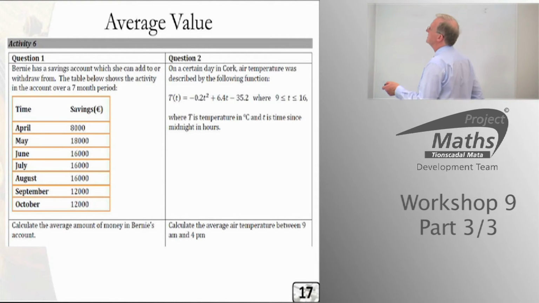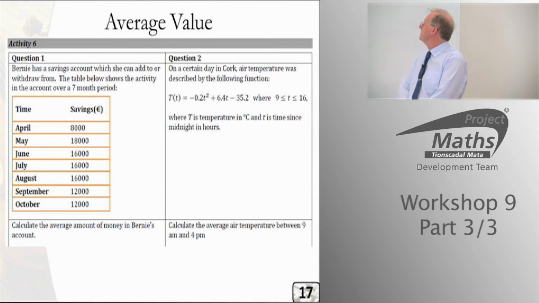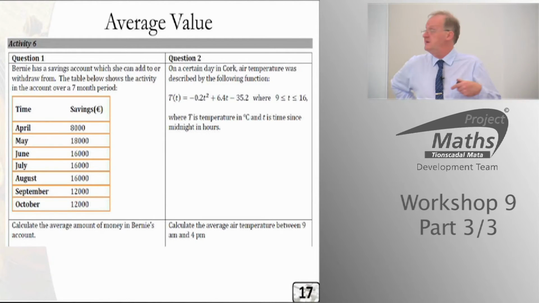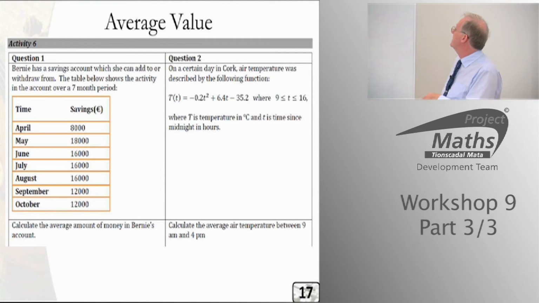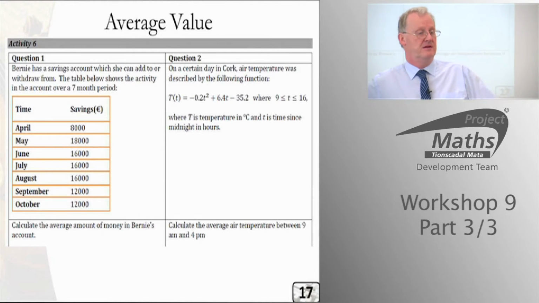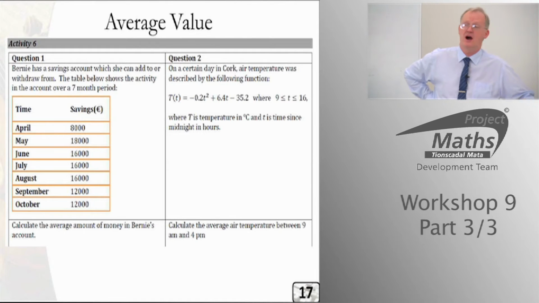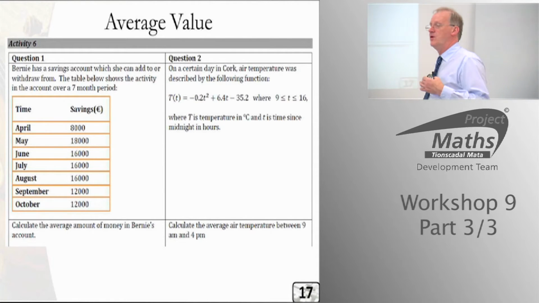Now you need to change this next bit where F is temperature in degrees centigrade and little t is time since midnight in hours. So if little t is time since midnight in hours, what does 9 to 16 really mean? 9 in the morning to 4 in the afternoon. So we're trying to find the average temperature in Cork from 9 in the morning to 4 in the afternoon.